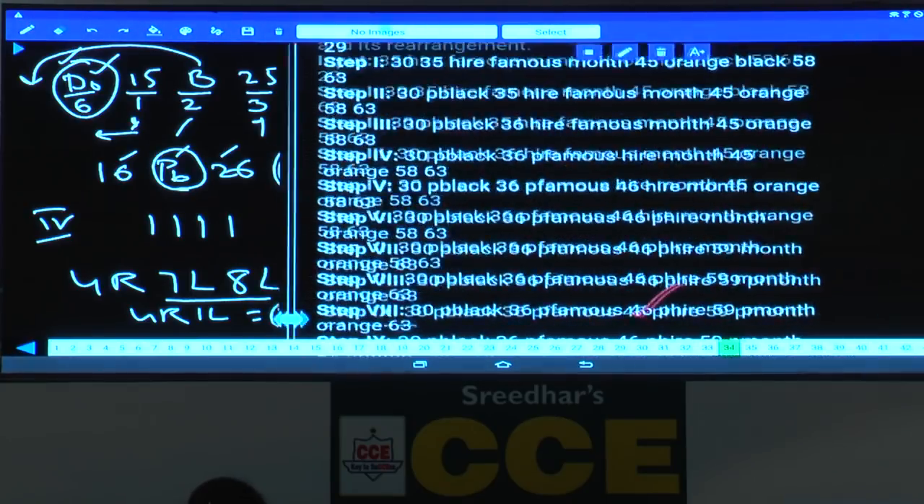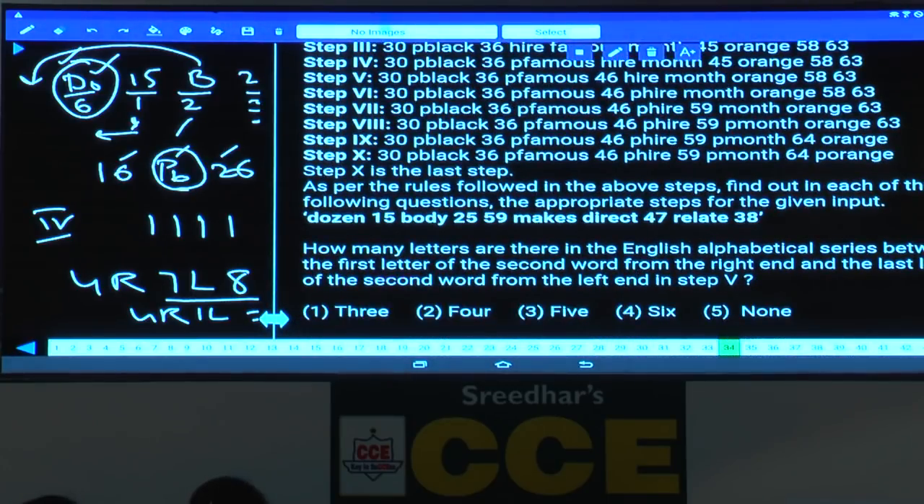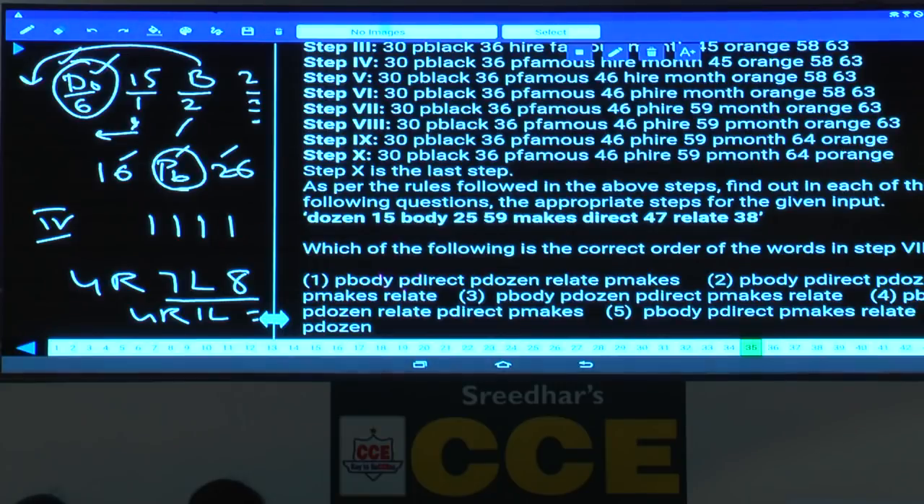And in choice 2, what is given here? Now in this choice 2, P body, P direct, P doesn't, P makes, and this will be the last in step 10 that will be arranged. Till step 8 only these 4 words are arranged in the same order. Hence what is your answer here? Choice 2 is the answer.